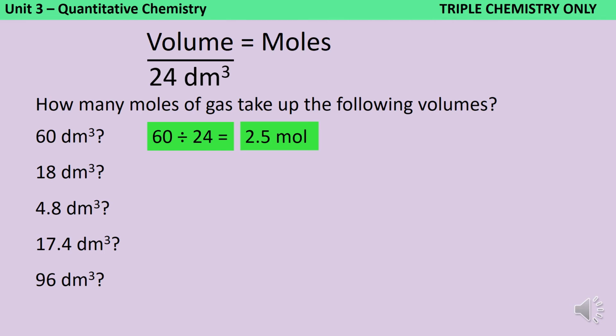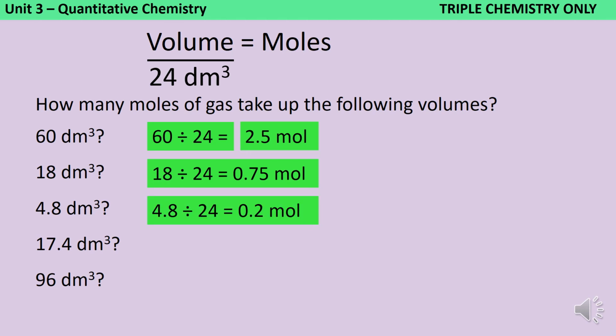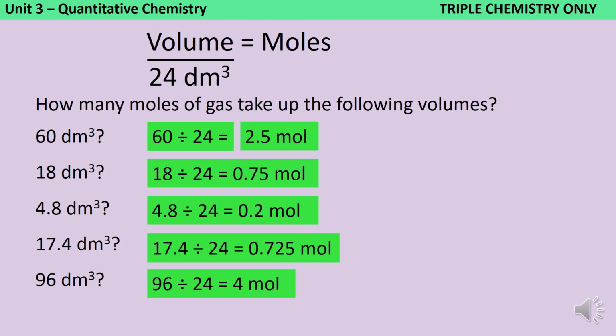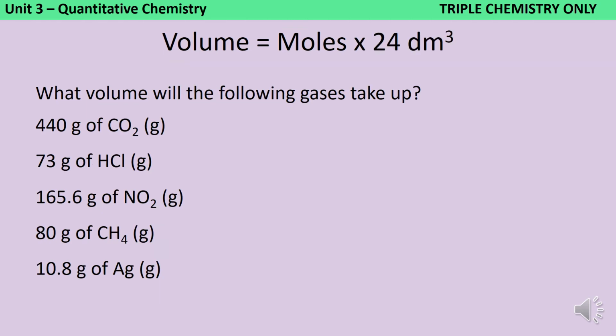Pause the video and have a go at the rest of these. So 18 decimetres cubed divided by 24 gives me 0.75 moles. 4.8 decimetres cubed is 0.2 moles, 17.4 decimetres cubed is 0.725 moles, and 96 decimetres cubed is 4 moles.